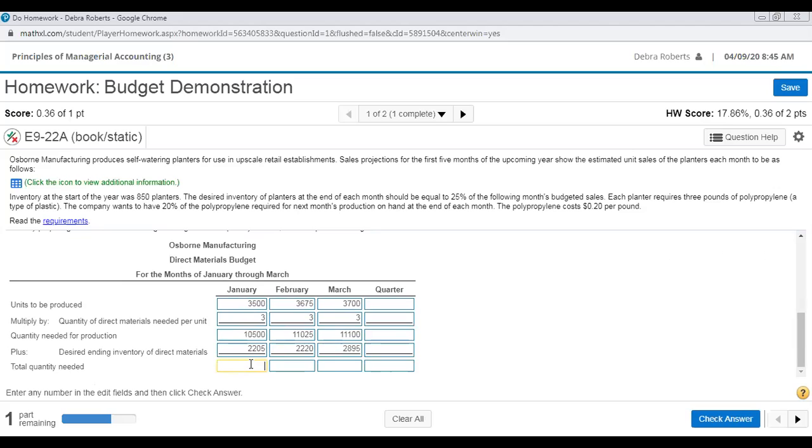Okay, so now that we have our desired ending inventory, we've calculated that. This is a simple math problem by taking the difference or adding these two together to come up with our quantity that we need. So I'm going to say, if I add 10,500 and I add that to 2205 and so on, I get my units in terms of quantity that I need to produce.